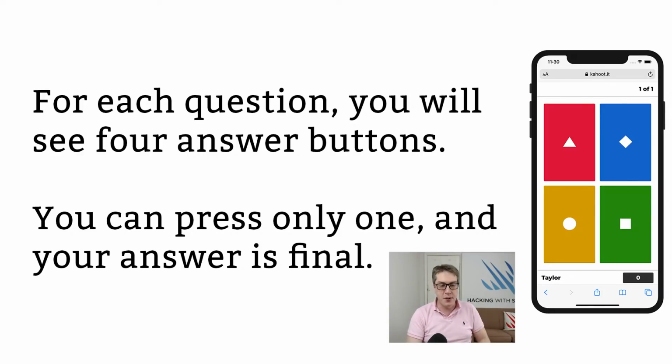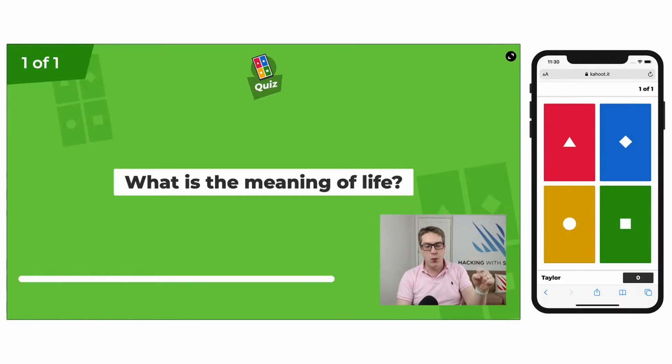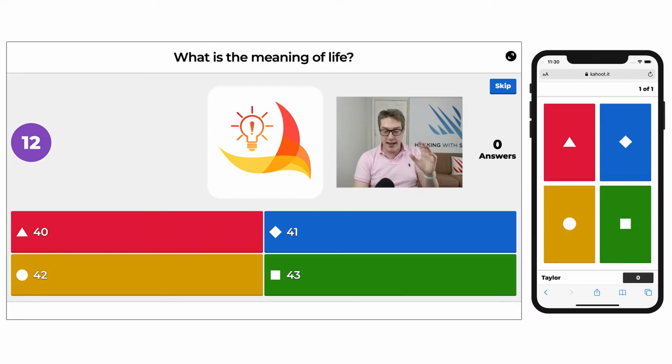It'll work like this. On this stream, in the window you see right now, you will see the question. In this case, what is the meaning of life? And I will read the question out to you. Then you will see on this stream the answers like this. Red is 40, blue is 41, yellow is 42, and green is 43. And you'll press the matching color on your second browser window or your iPhone, iPad, whatever you're using.